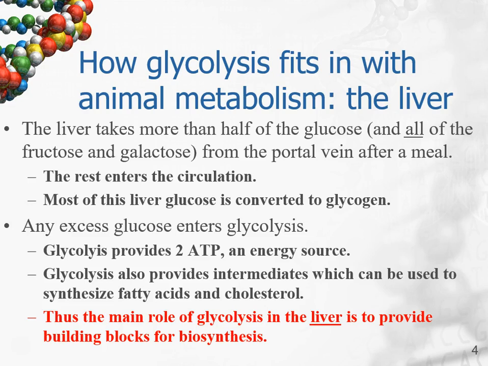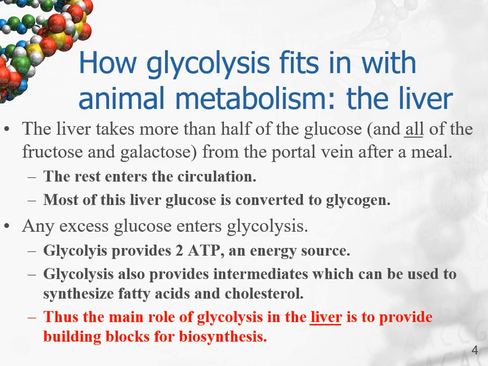When we eat a meal, the glucose that is absorbed from our meal is absorbed in the small intestine, and then it enters the portal vein, and the portal vein goes straight to the liver. That means the liver gets the first crack at the glucose that we eat. The liver takes up nearly all of the fructose and galactose from our diet, and a little more than half of the glucose that we eat. And then the liver passes on the rest of the glucose to circulation.